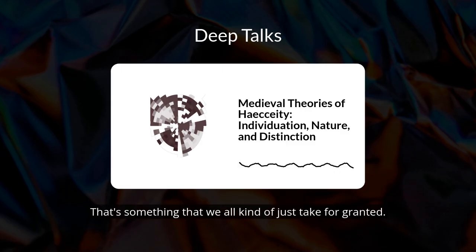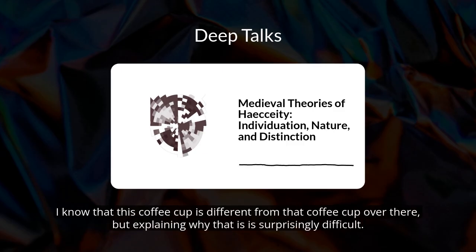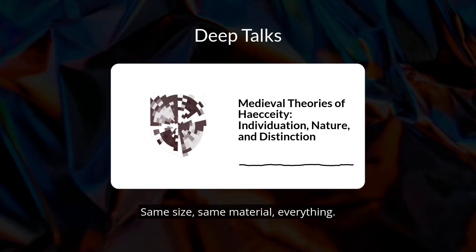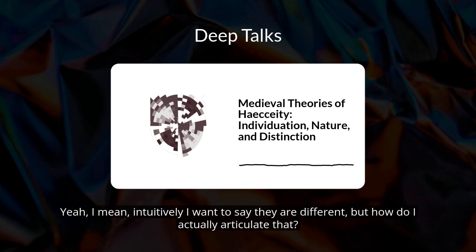Right. Yeah, that's something that we all kind of just take for granted. Like, I know that this coffee cup is different from that coffee cup over there, but explaining why that is surprisingly difficult. Yeah. So imagine you have two perfectly identical spheres. Same size, same material, everything. How are they different? Yeah, I mean, intuitively, I want to say they are different. But how do I actually articulate that?